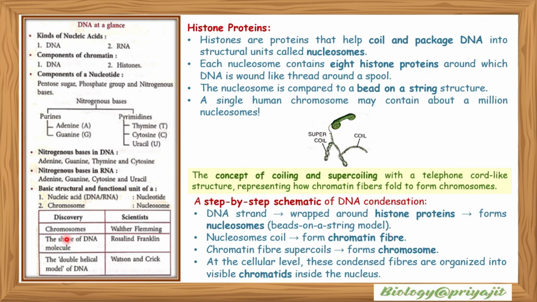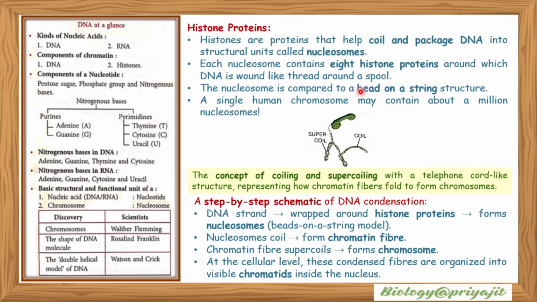So chromosomes were discovered by Walter Fleming. The shape of the DNA molecule was discovered by Rosalind Franklin, and the double helical model of DNA was discovered by Watson and Crick. Histone proteins help coil and package DNA into structural units called nucleosomes. Each nucleosome contains 8 histone proteins around which DNA is wound like thread around a spool.